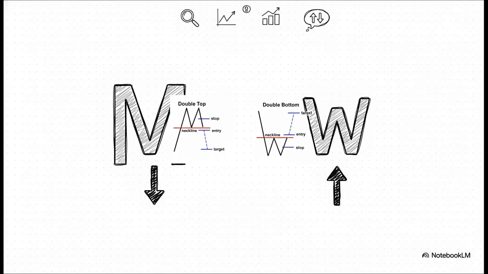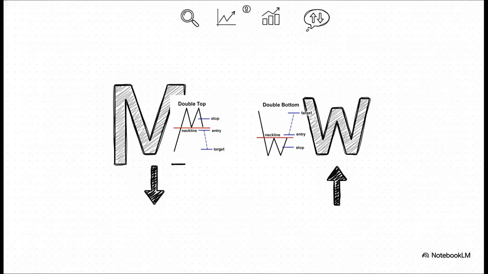Over on the left, you see the double top. It literally forms an M shape. This pattern tells a story. The buyers tried to push the price to a new high, but they failed. Then they gathered their strength and tried one more time, only to fail again. That exhaustion, that's a powerful signal for a reversal down.